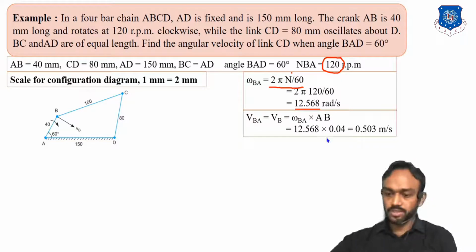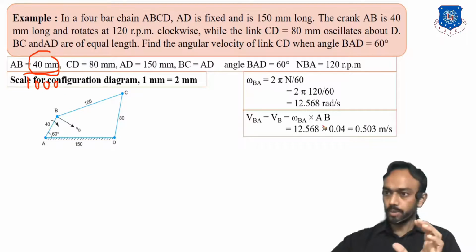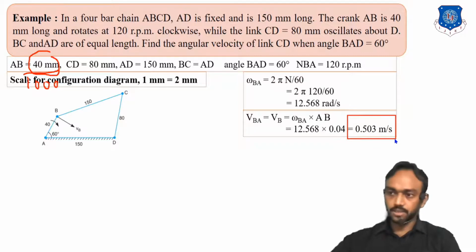So linear velocity will be angular velocity into length AB. So now you can see here 12.56 angular velocity, and length of link 0.04. Why is the length 0.04? It is 40 mm, but you know the unit of velocity is meter per second, so that's why this 40 mm is converted into meters, divided by 1000. So it becomes 0.04. So what speed have we achieved here? Check this, 0.503, which means the linear velocity of this link is 0.5.